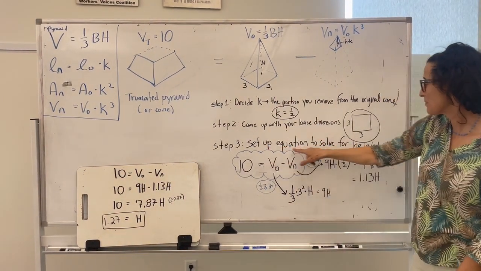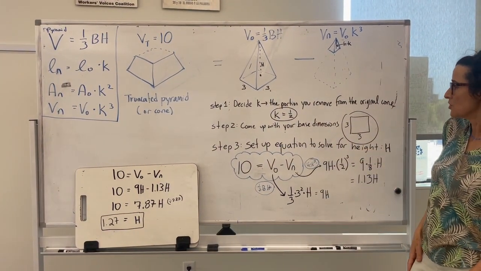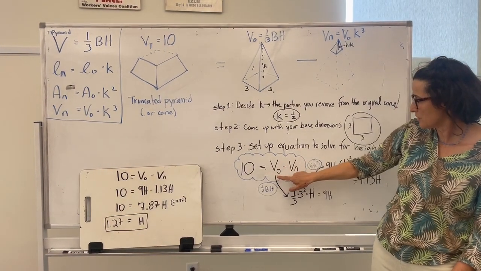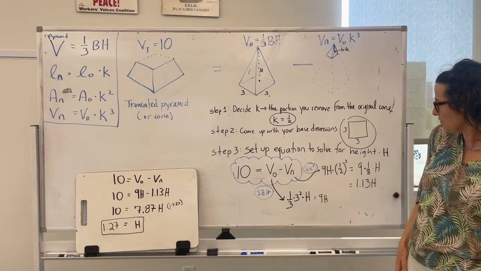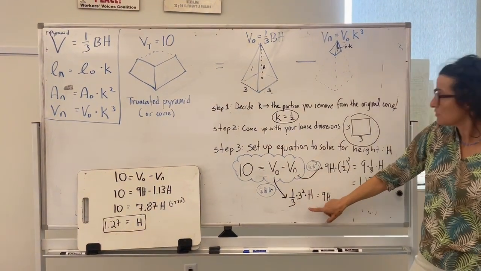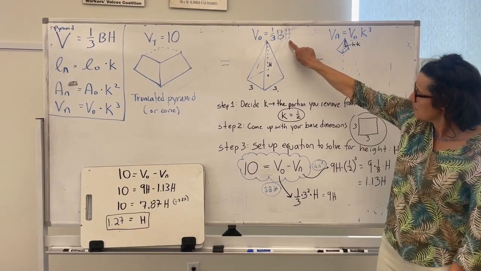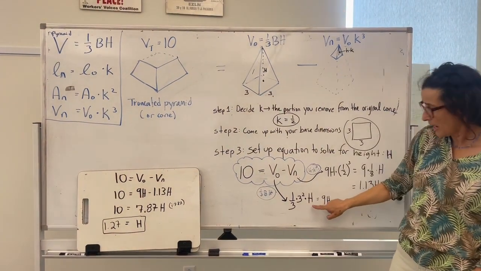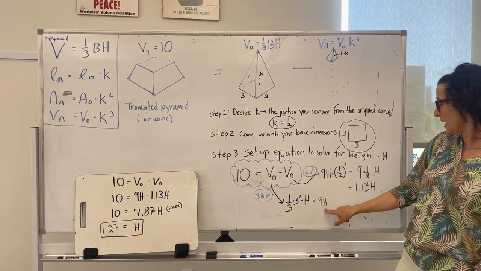So step 3 is set up an equation to solve for height. To do that, I go back to this basic equation: the volume I want equals the old guy minus the little guy I'm taking off. And for my old guy, I know the equation is 1/3 base times height. So I just plug into that. My base right here is 9. I don't know my height. That's going to be 9h.